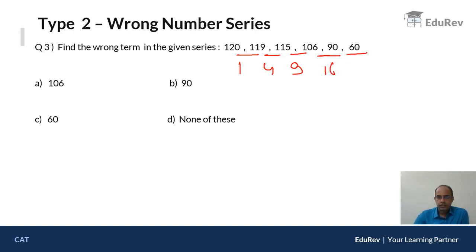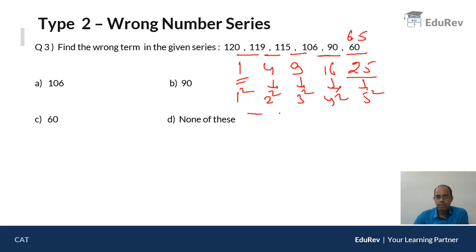16. The difference here should have been 25. Why so? Because this is 1 square, this is 2 square, this is 3 square, this is 4 square. The next difference would have been 5 square. The 90 minus 25 should have been ideally 65. But here it is given 60. Hence we got the pattern.